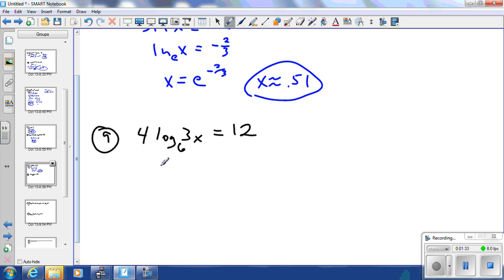Similar problem here. First we're going to divide by 4, so I have log base 6 of 3x is equal to 12 divided by 4 is 3. So a few different ways we can go about this one. One would be to do what we did up there and say, well, this means that 6 to the 3rd power is equal to 3x.